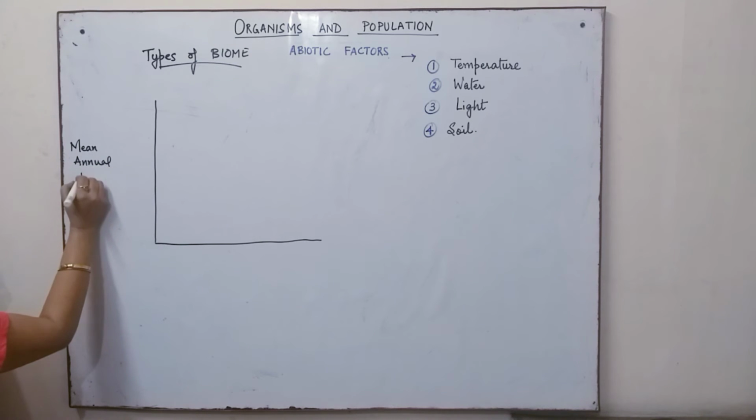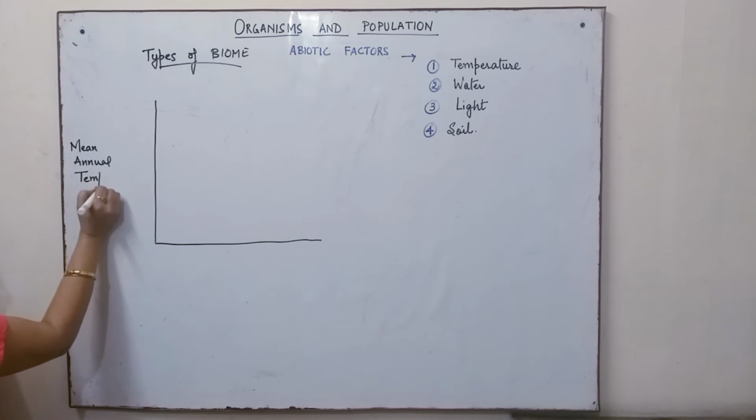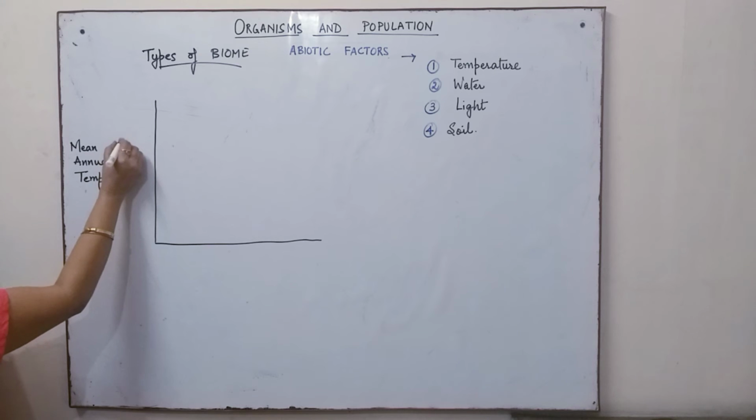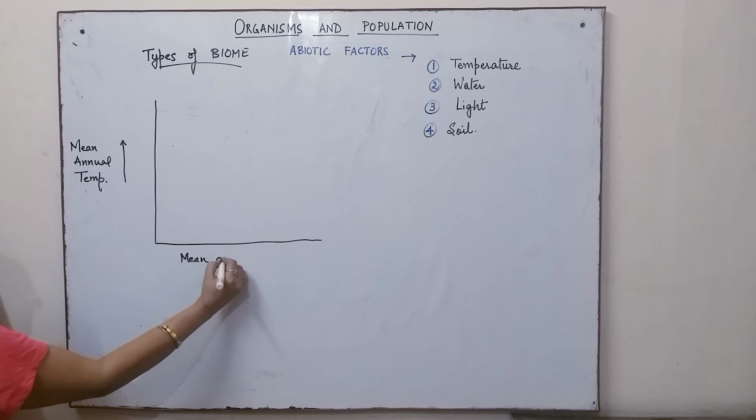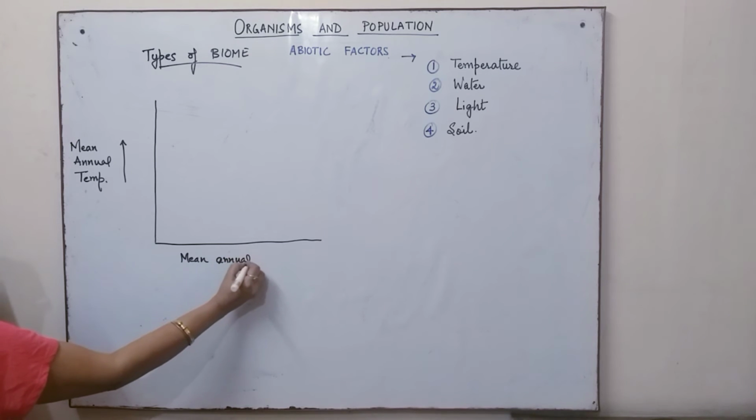This is the mean annual temperature, and this is mean annual precipitation.